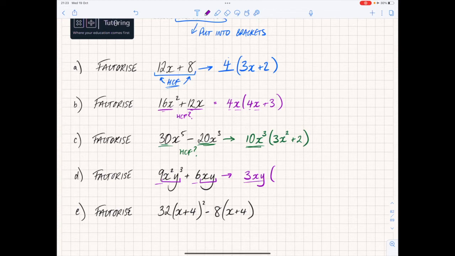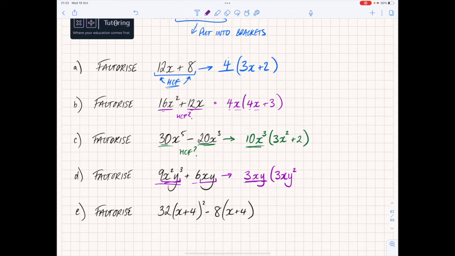How do I get 3xy to 9x squared y cubed? Well, I know I'm going to have to multiply by 3, and then to get x to x squared, times it by x, and to get y to y cubed, I'm going to have to multiply that by y squared, because remembering, that bit on the outside is effectively like a 1. So if I multiply that and that together, I would add those together to get my 3. But you don't need to put the 1 there.